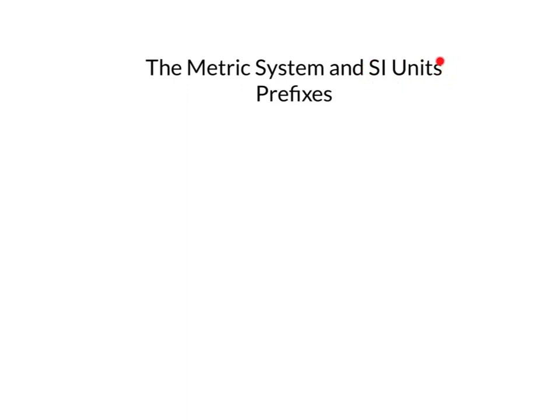SI units, Standard International Units, are based off of the metric system. In the metric system, mass has a base unit of grams, which is abbreviated with a G. Length has a base unit of meters, just like SI units, which is abbreviated M. And temperature is the same as SI units. It's Kelvin, abbreviated with a K.